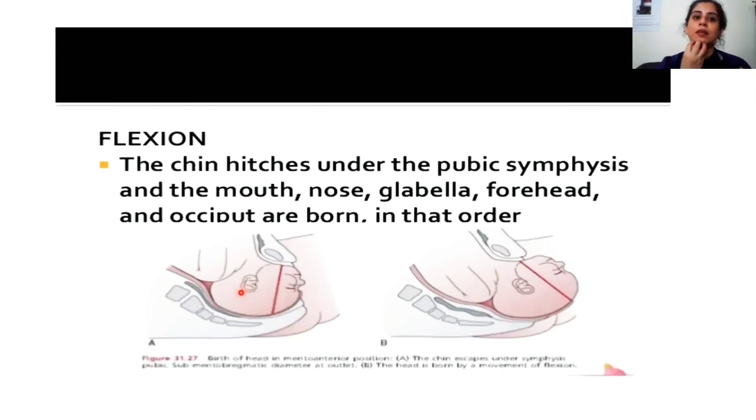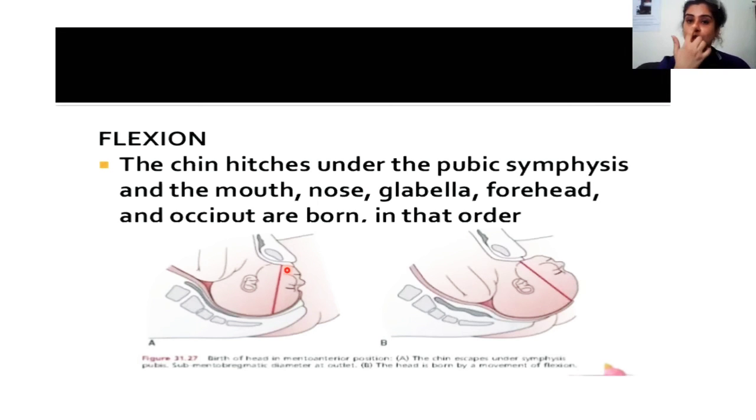Then this chin hitches under the pubic symphysis. So when the baby is coming like this, in the mento-anterior position, the chin will hinge under the pubic symphysis, and the head will be born by flexion. So what are the things which can be born successively?